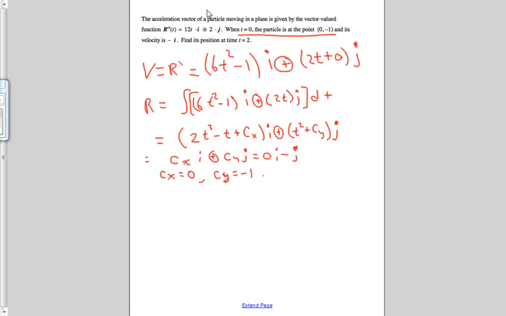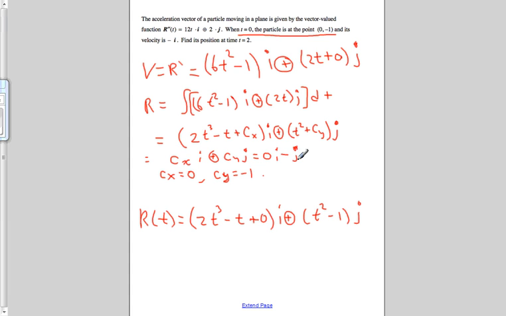Let's put in my constants, and then let's evaluate for the position at time equals 2. So after doing these 2 stages of integration, I get that my position function equals 2t cubed minus t plus 0i. And I didn't need to put the 0, but just to put it in there. Plus t squared minus 1 j.